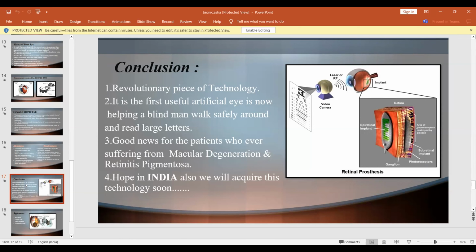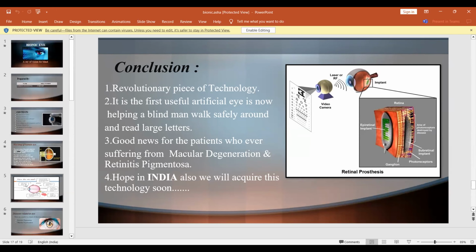In 2017 they invented the Argus 2. In 2021 they are developing the Argus 3 version. Argus 3 is nothing but the bionic eye third version. At present they are developing the bionic eye of third version. In 2017 they developed the Argus 2.